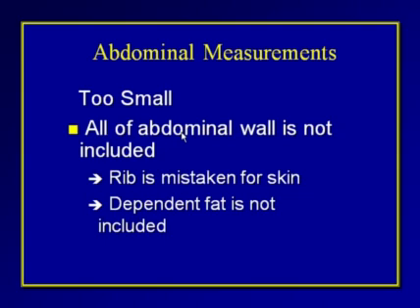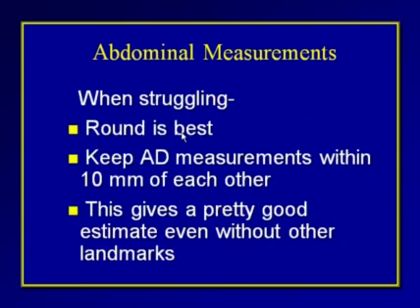Either the rib is mistaken for the skin and the cursor is placed on the rib, or the imager doesn't realize that there's more dependent fat on the fetal downside. When anybody lies on their side, the fat or the subcutaneous tissue heads down towards the ground, and so the leading edge or the anterior surface is going to be thinner, and the downside is going to be thicker. So don't forget to look for more subcutaneous fat on the dependent side of the fetus.